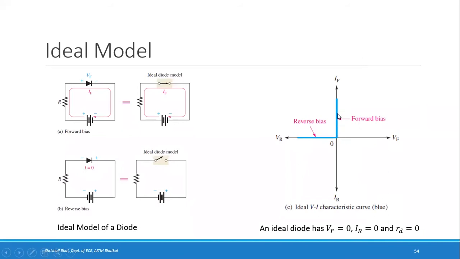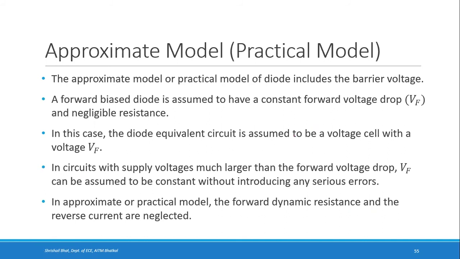It has to conduct a very high current. And in the reverse bias, it should not conduct any current, that is, reverse current is zero. This is the ideal characteristic of a diode. Then, considering some approximations, there is another model, that is the practical model of a diode. We also call it approximate model of a diode.